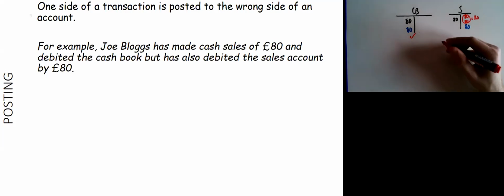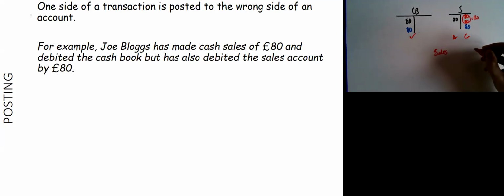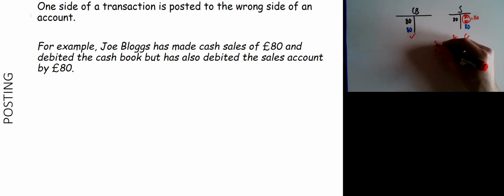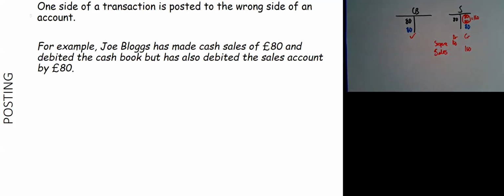So my general ledger, again, is on the credit side, which is annoying. I need to credit the sales by 160. So the suspense is also 160.